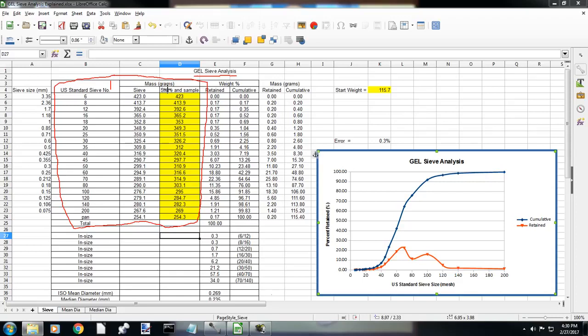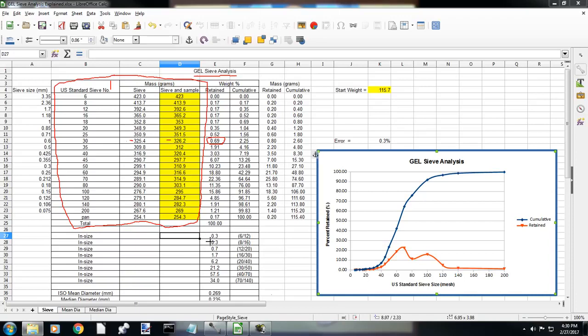And then after the sieve analysis is done, we record the mass of the sieve afterwards. And so the difference between this number and this number is this number here, retained. And over the course of this sieve analysis, we'll add up all of the sand that's retained, and that should be 100%.